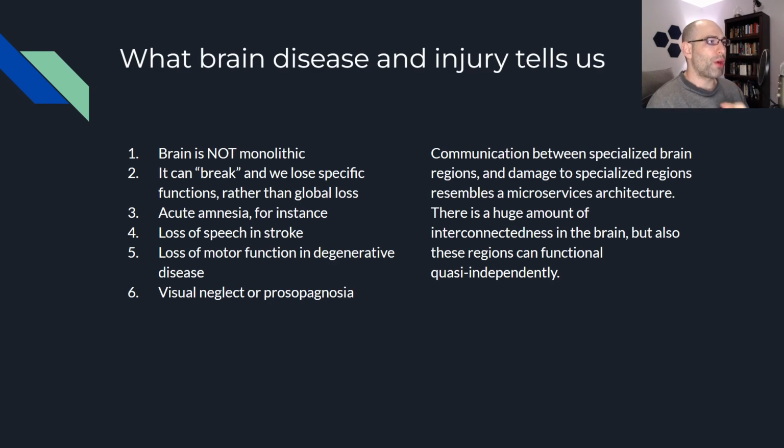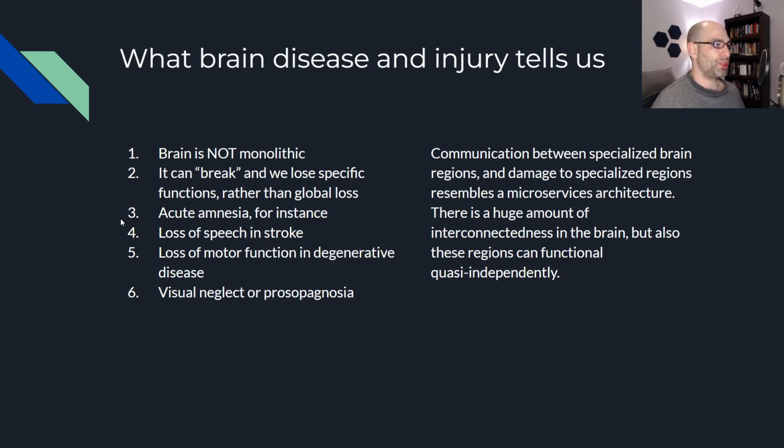Okay, so what brain disease and injury tells us. The first thing is that the brain is not monolithic. Your brain can break in specific ways and you lose very specific functions rather than global loss. So for instance, if you get a lesion on one part of your brain, it's not like you're 5% less overall. You will have loss of function wherever that brain lesion is. Or if you get a head injury from a car accident or whatever.